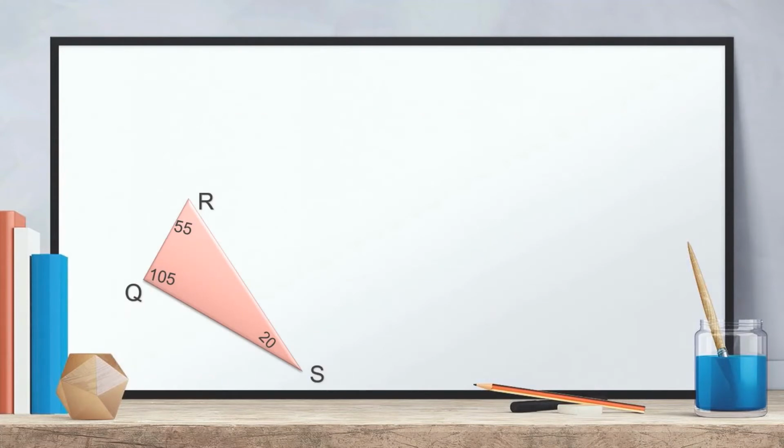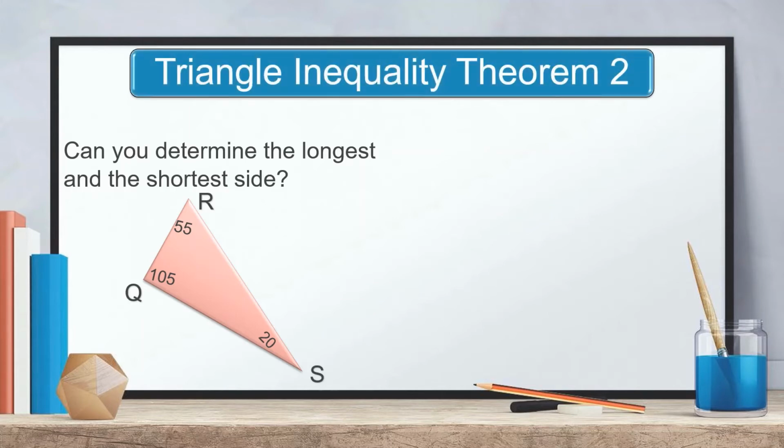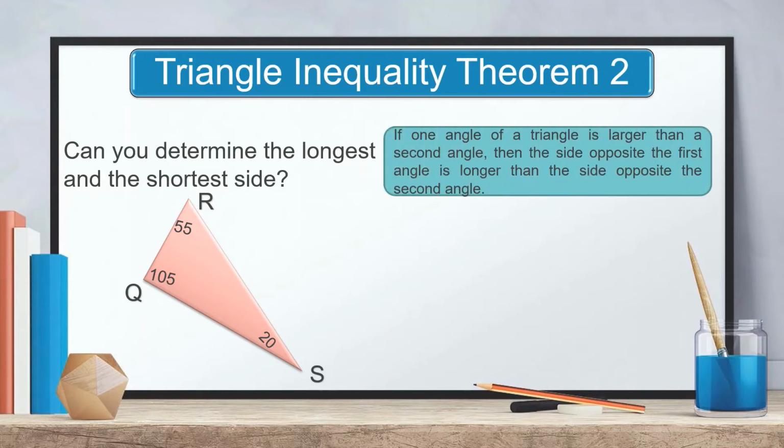Now, what if ang given natin ay yung mga measurement ng angles? The question is, can you determine the longest side and the shortest side? So let's consider triangle inequality theorem number 2, or this is what we call the side angle inequality theorem. It states that if one angle of a triangle is larger than a second, then the side opposite the first angle is longer than the side opposite the second.